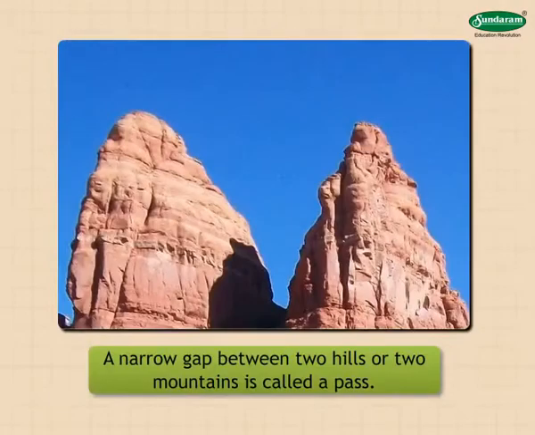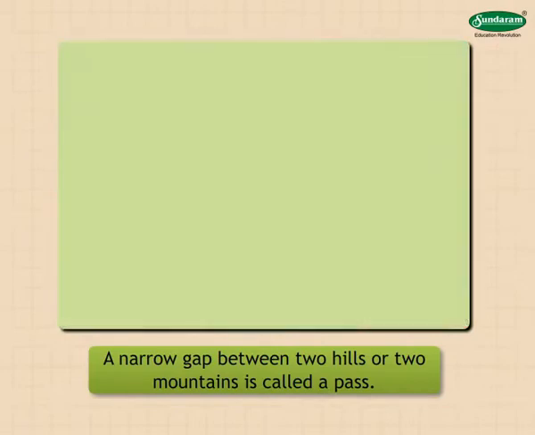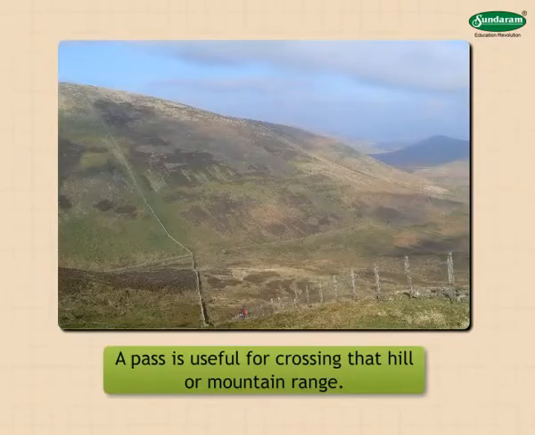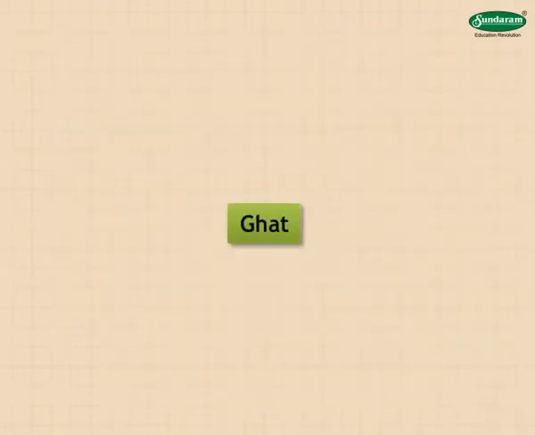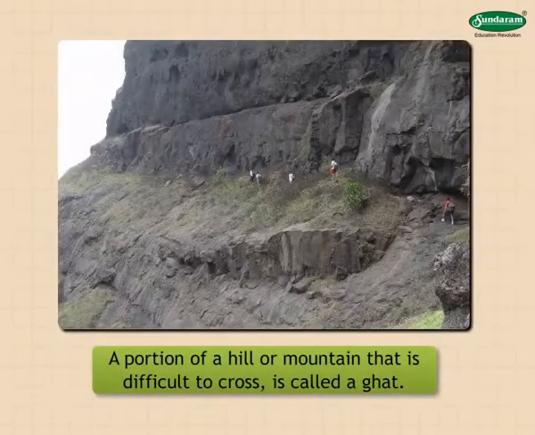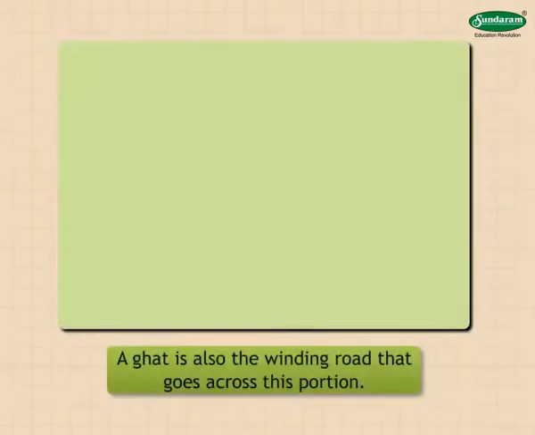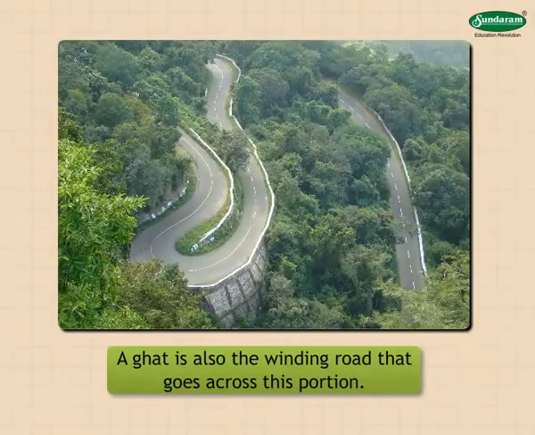Pass. A narrow gap between two hills or two mountains is called a pass. A pass is useful for crossing that hill or mountain range. Ghat. A portion of a hill or mountain that is difficult to cross is called a ghat. A ghat is also the winding road that goes across this portion.